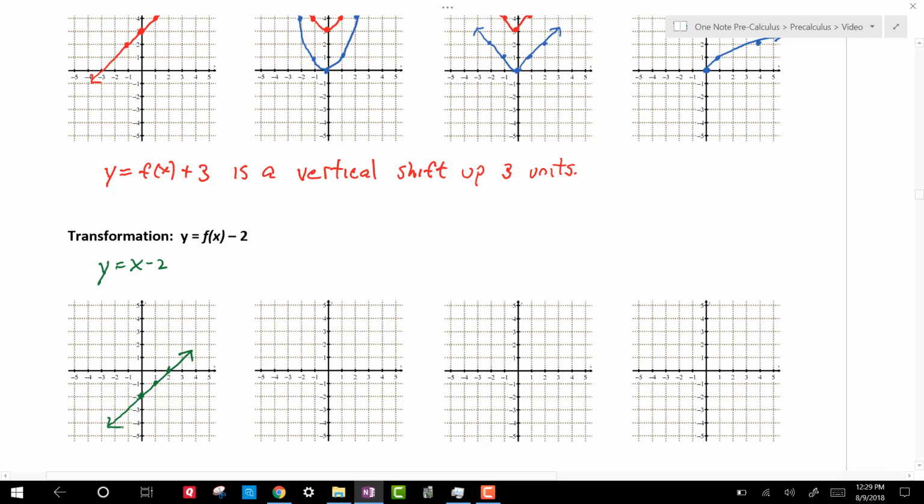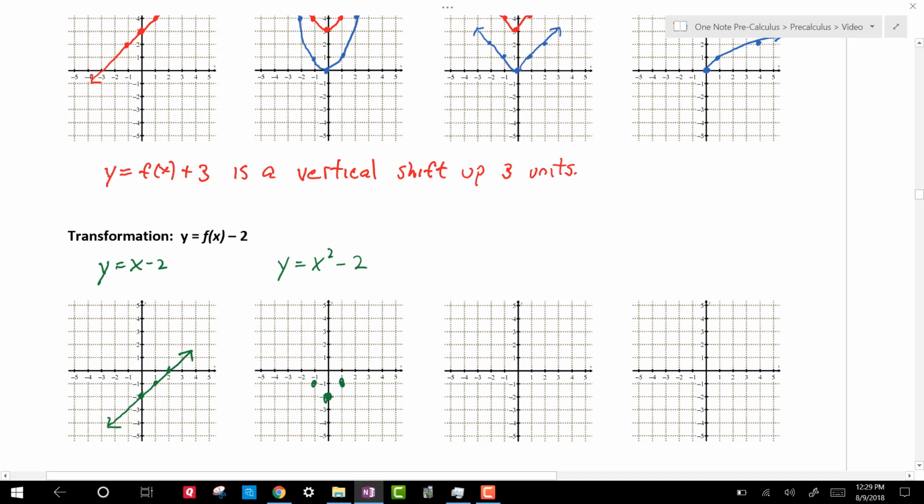Now, I've got my parent function in blue up at the top of the screen here. So what I need to do is I need to think about what is the minus 2? It tells me I'm going to take y equals x squared, and I'm going to subtract 2 units from it. So that means that I'm basically going to shift it down 2 units. So my vertex is going to shift down 2 units. I had the 2 points that were right next to the vertex there and there. Those are going to shift down 2.